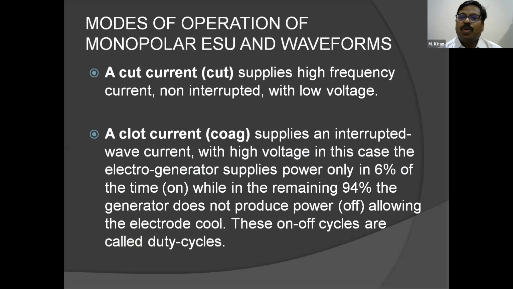Modes of operation of the electrosurgical unit and waveforms. Here you can see a cut current supplies high frequency current non-interrupted with low voltage. A coag current, that means coagulation, supplies an interrupted wave current with high voltage. In this case, the electrosurgical generator supplies power only in 6% of the time, while in the remaining 94%, the generator does not produce power, allowing the electrode to cool. These on-off cycles are called duty cycles.